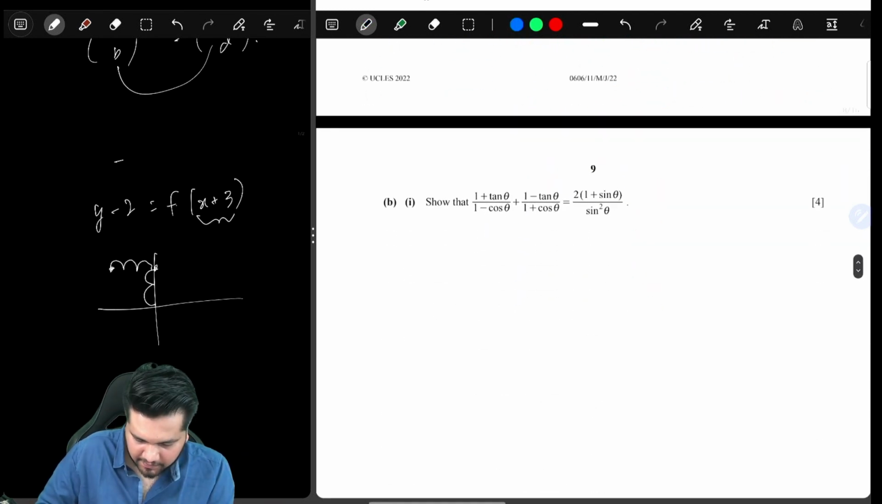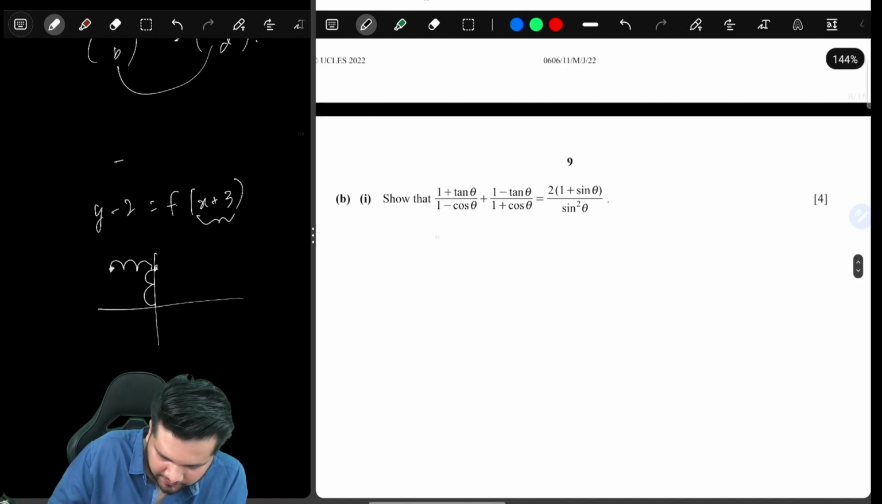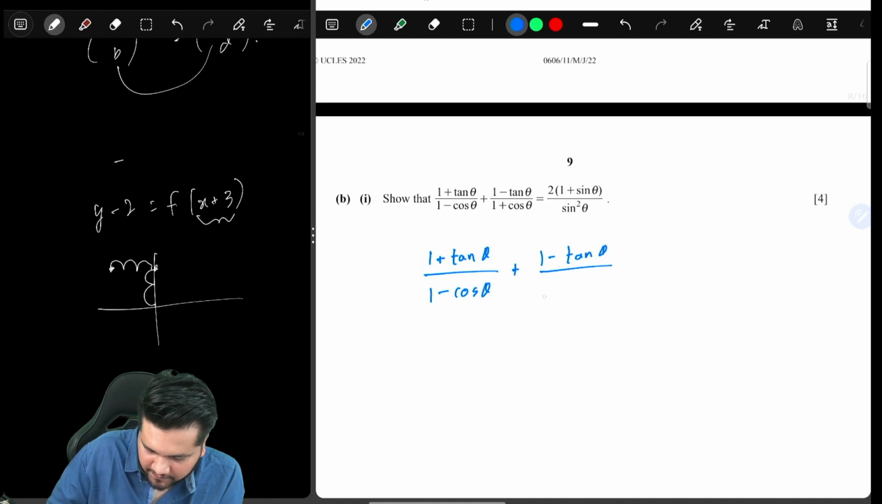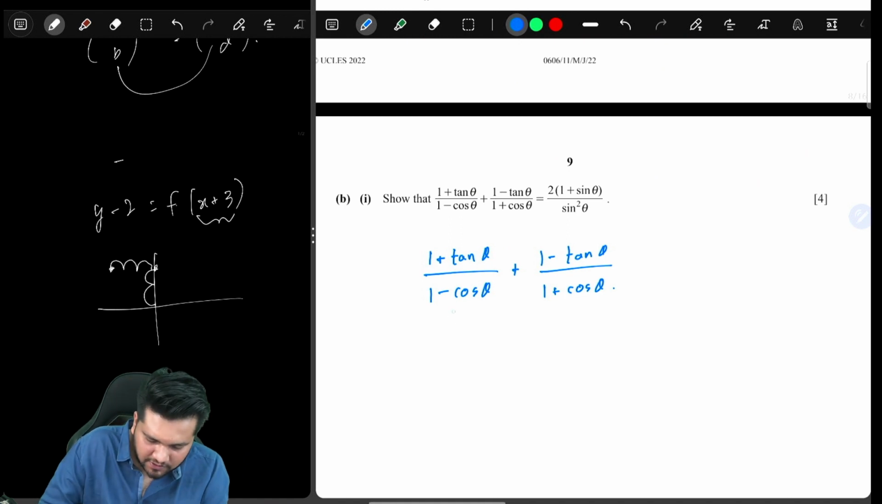Now the b part, show that this is equal to this. As you can see, I have this as 1 plus tan theta upon 1 minus cos theta plus 1 minus tan theta upon 1 plus cos theta. As I can see on the right hand side, it is all sine theta and all. So the best way would be, I think, to convert everything in terms of sine and cos. But I can also see that there is this 1 minus cos theta, 1 plus cos theta. If I multiply this, I'll get 1 minus cos square theta, which is sine square theta.